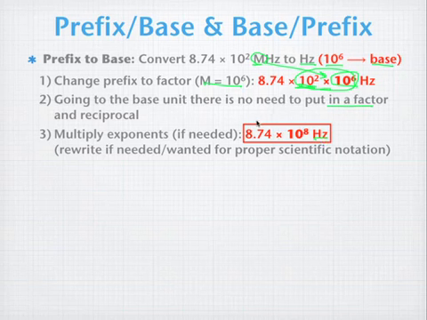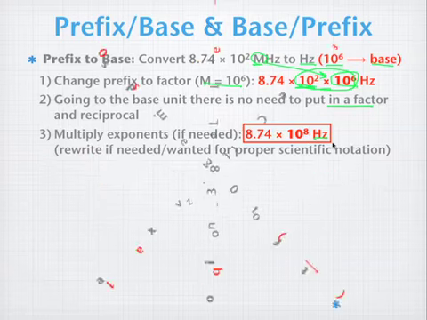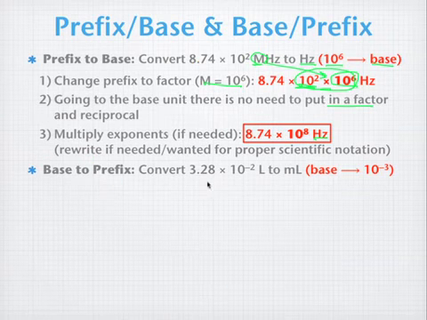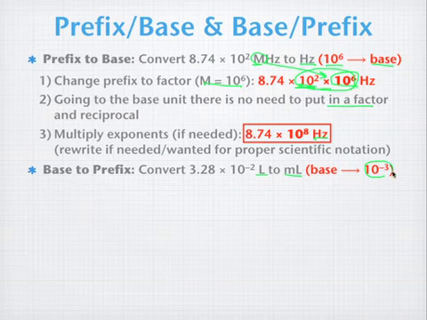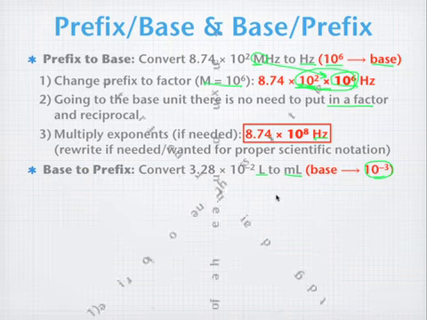That was pretty simple, right? If this is not valid scientific notation, you can rewrite it if you want to, or if it's required for that particular problem. Going from the base to the prefix is also a little bit simpler. So we're going to go from our base unit of liters to milliliters. Milli is 10 to the minus 3. So let's write the number.